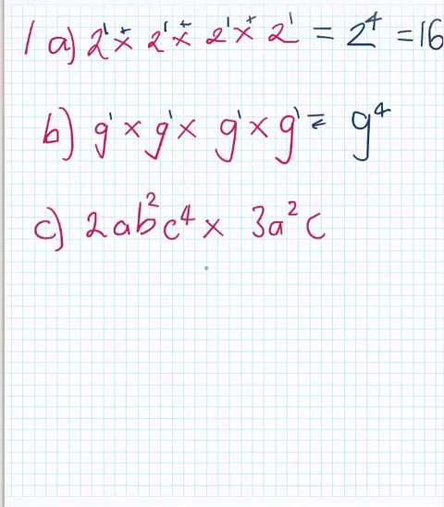Now down here, it's starting to look a little bit more complicated, but just remember, we do the exact same thing. We know in between every number and variable there is an invisible multiplication, so it's like having 2 times a times b squared times c to the power 4 and times, and the only multiplication sign is this one that's visible. So our final answer should have no multiplication signs visible.